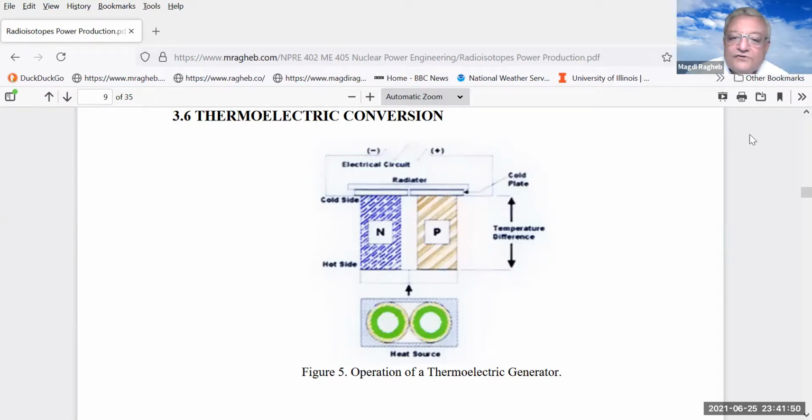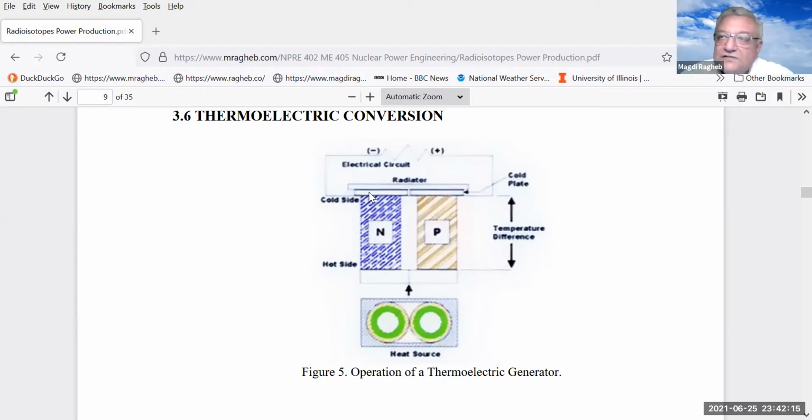In the case of radioactive isotopes, they provide us with a source of heat. So if you have a heat source here, you use solid state physics and NP junctions. N basically stands for negative, and P stands for positive. And in that case, you attach them to a surface in space.